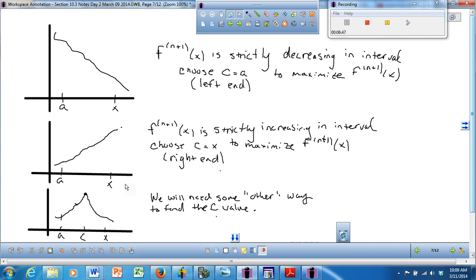or at our x value. It becomes a little more difficult when we are increasing and decreasing in the interval, and they have to give us some other way to find that c value where the maximum occurs. Sometimes they give a graph, sometimes they give some background information in the directions of the problem, but there has to be some other way to find our maximum derivative. So when you find your n plus first derivative, you need to think about the function. Is it decreasing only in the interval? Is it increasing only in the interval? Or where can that maximum occur? Okay? All right.